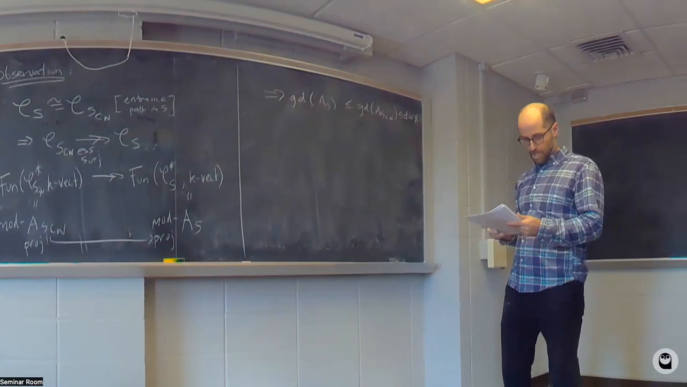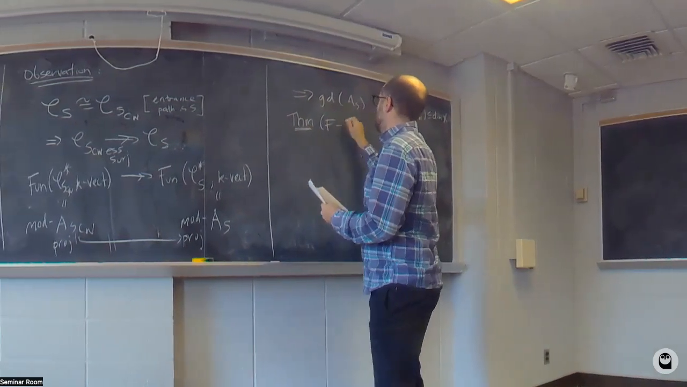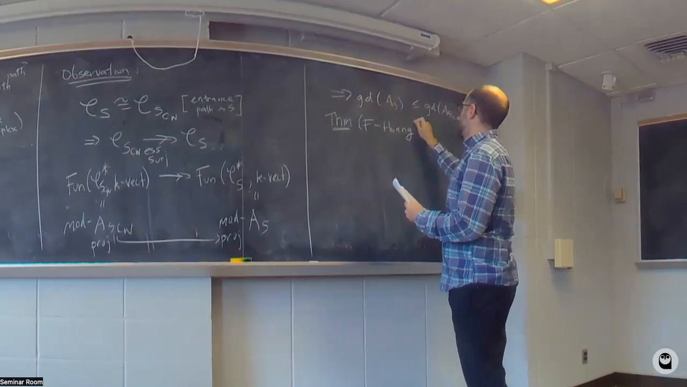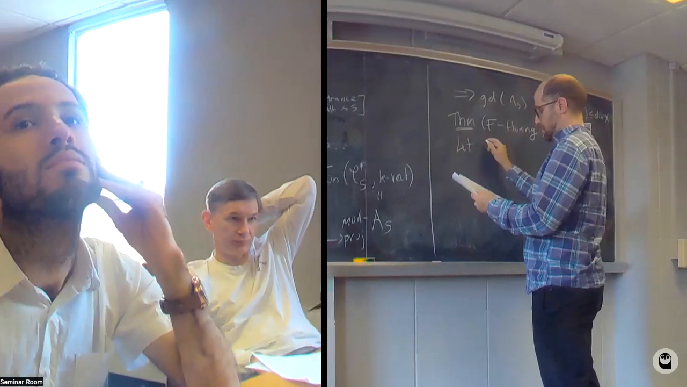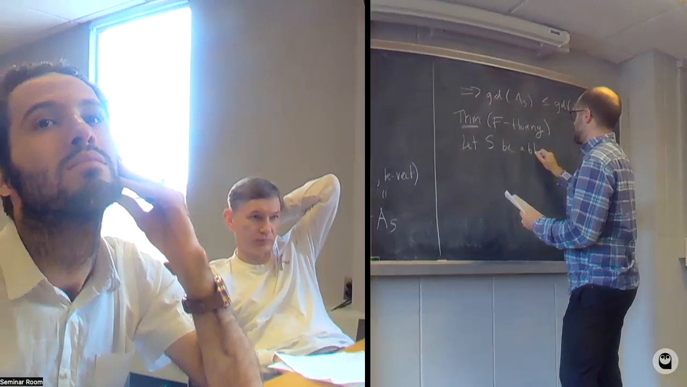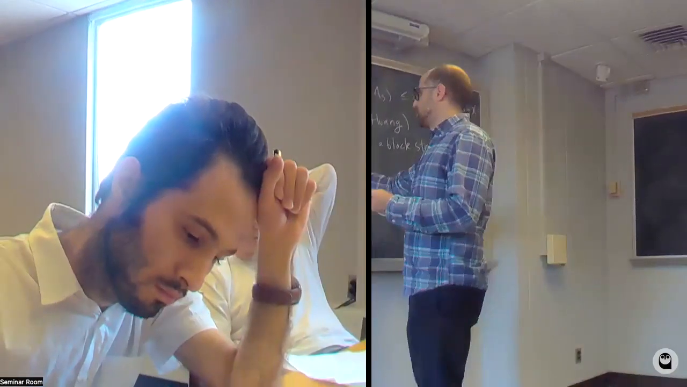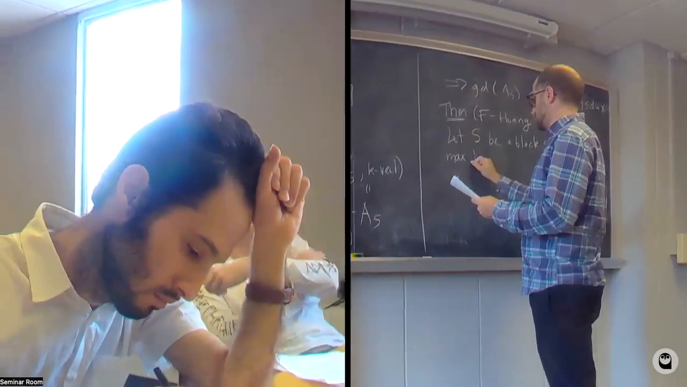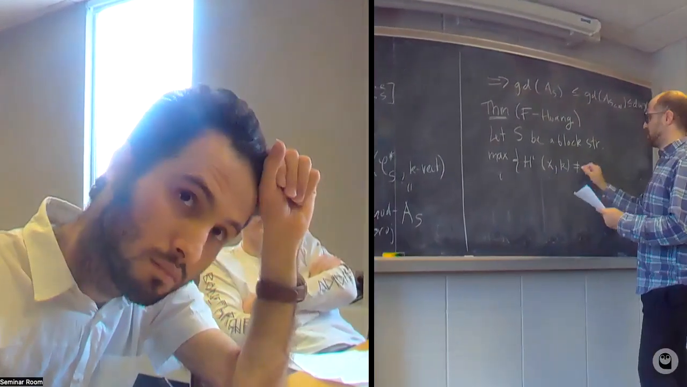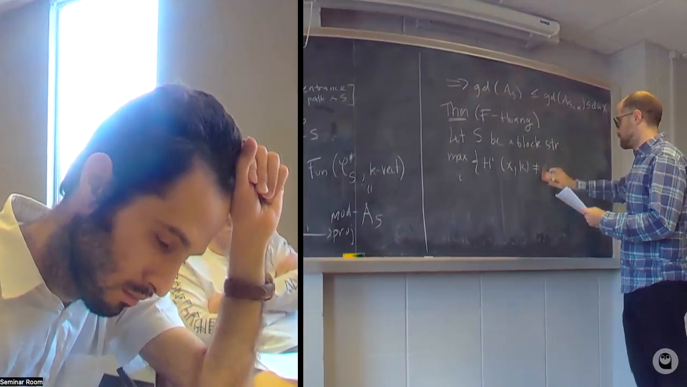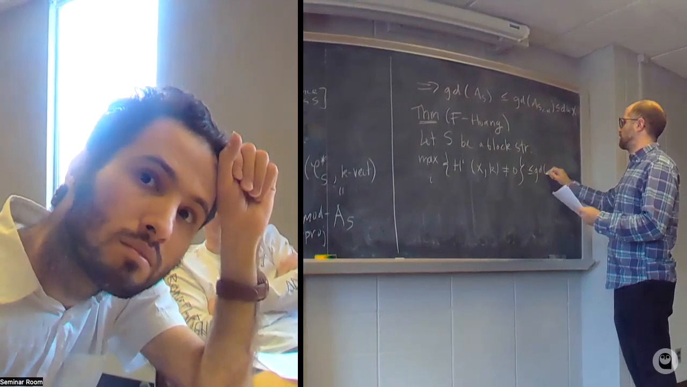Very good. And so I'll state this as a theorem now. Same author. So let S be a block stratification. So I'm only going to consider those for what goes on. Then the max of the homology with coefficient K which is not zero is less than or equal to the global dimension.